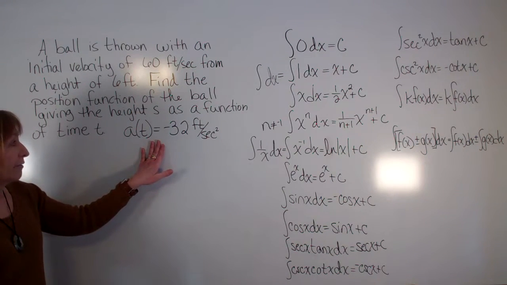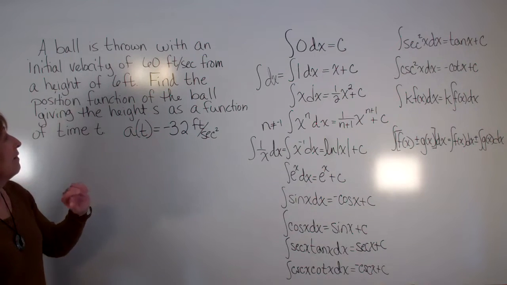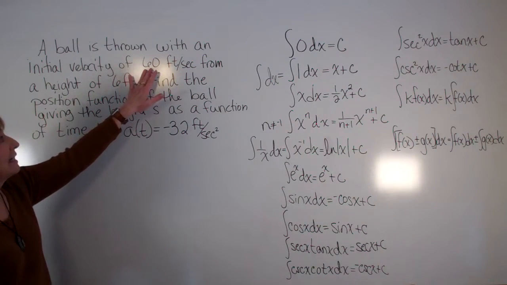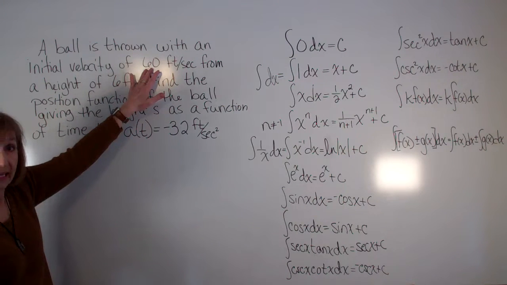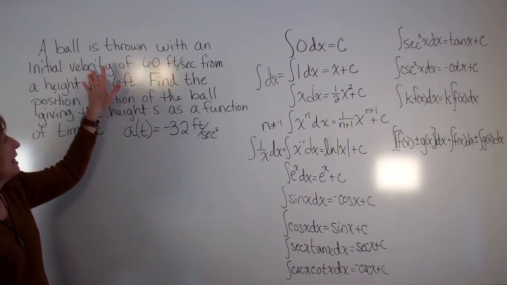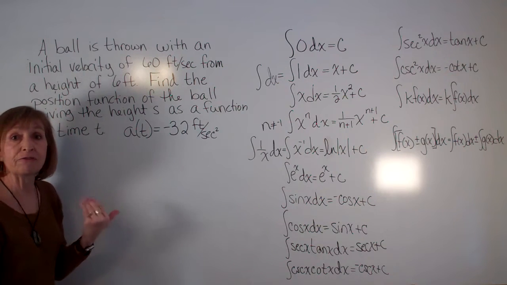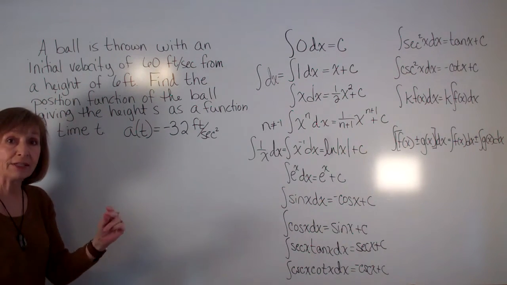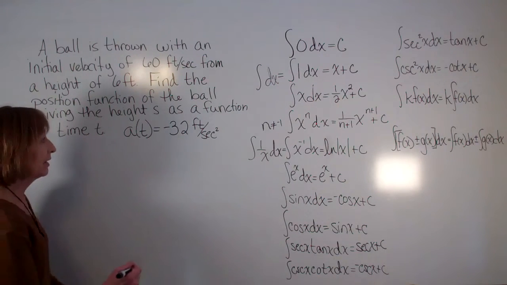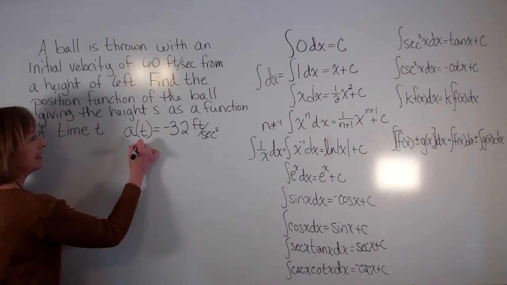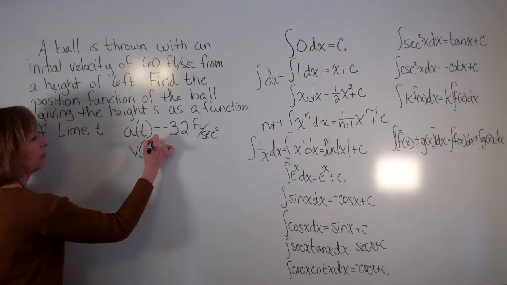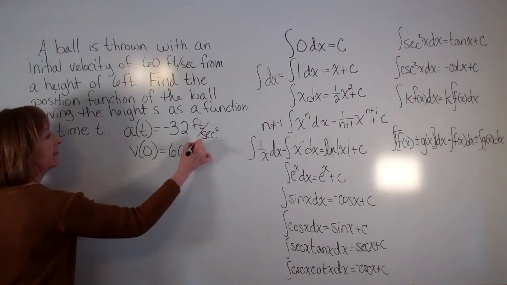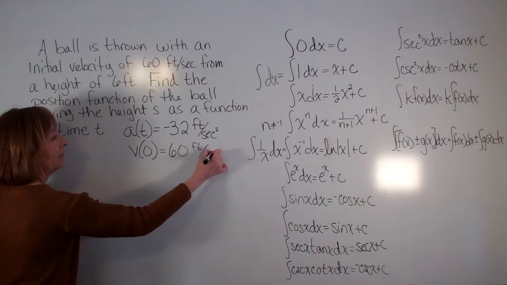So this is what we have for our acceleration function. And then we also have the initial velocity is 60 feet per second. Now, velocity is our function v of t, and it's the initial velocity. It's at the very start when time is 0. So that gives me, for the velocity function, that if I put 0 in for time, I will have 60 feet per second that comes out.